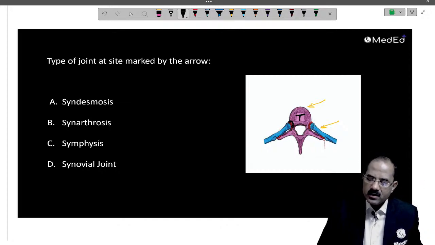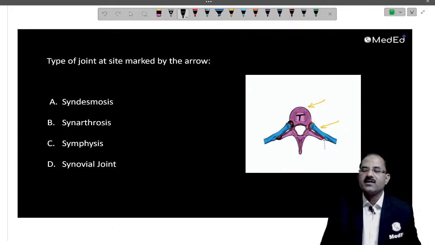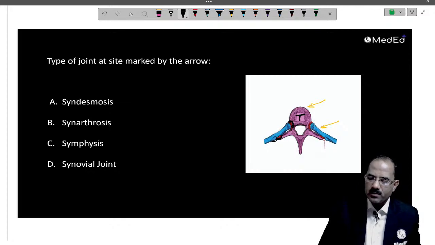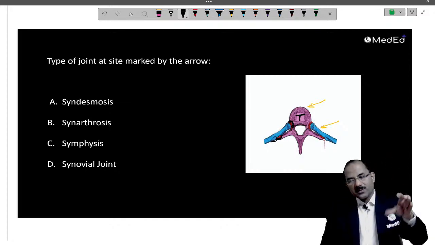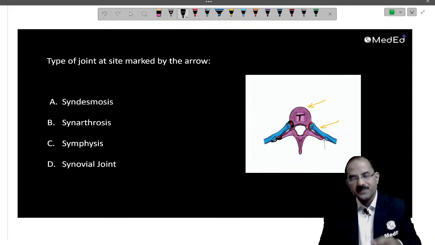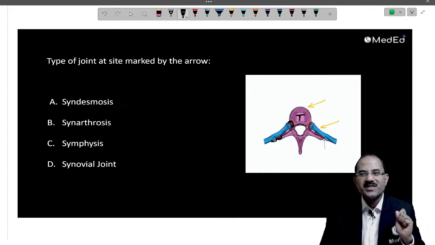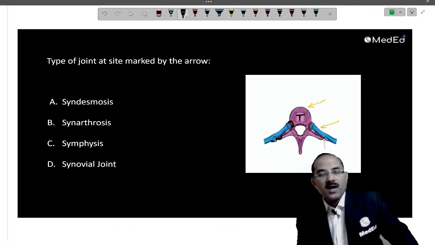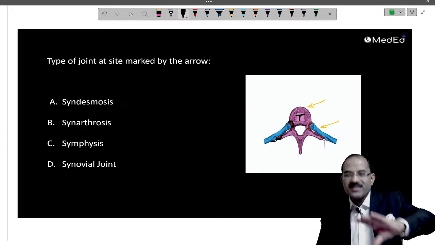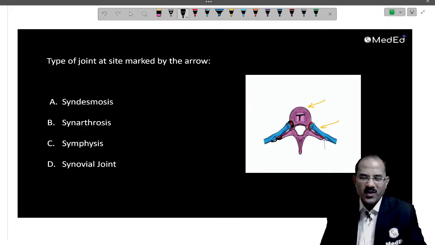And what is this process? Transverse process. The transverse process also has a facet here. What fits into this facet is the tubercle of the rib. So the tubercle of the rib fits into the transverse process. The head of the rib fits into the body of the thoracic vertebra. Clear, students? So how many joints is a rib going to form?